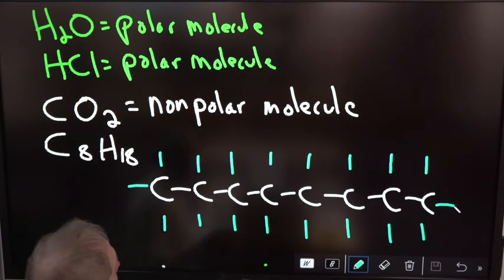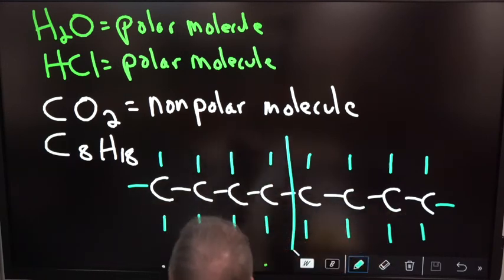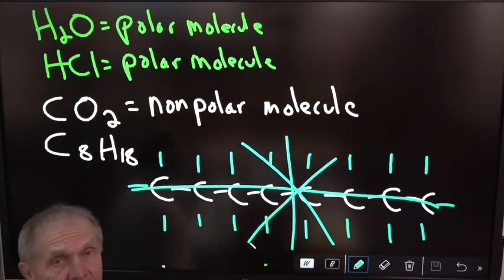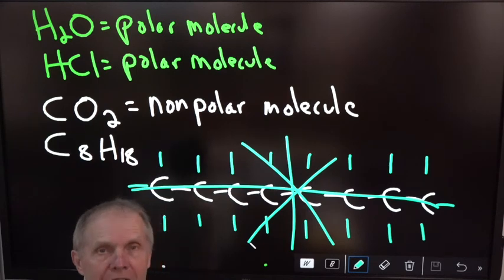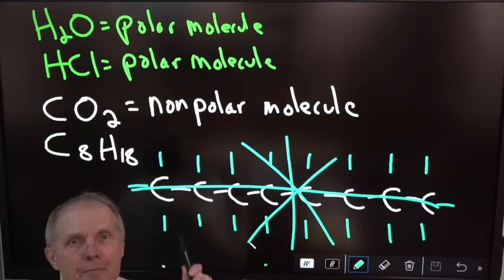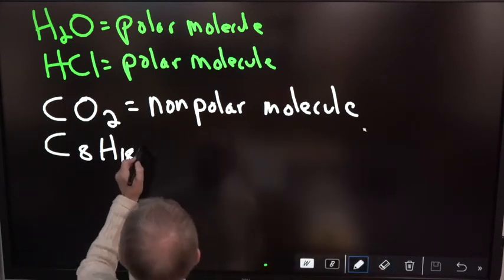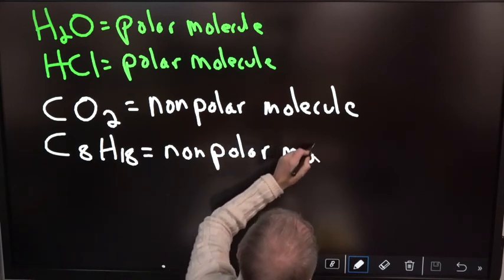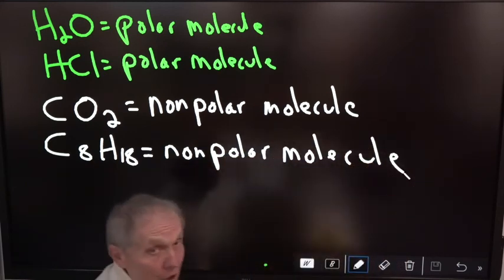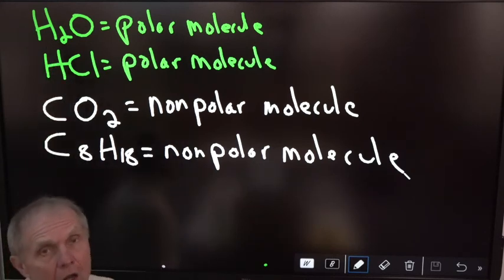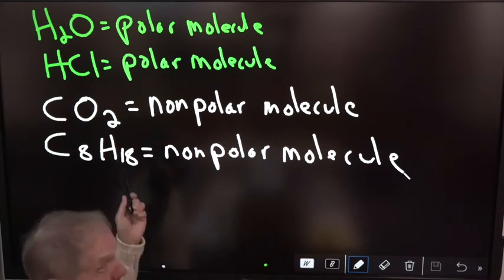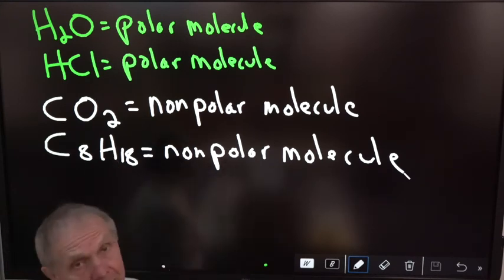Okay? So watch. Let's cut it. This way looks the same on both sides. This way looks the same. Same. So what do we know about C8H18? It's symmetrical. So what that means is it's a nonpolar molecule. So, look what I have. H2O and HCl are asymmetrical. They are polar molecules. CO2 and C8H18 have polar bonds, but they are symmetrical, so they're nonpolar molecules.